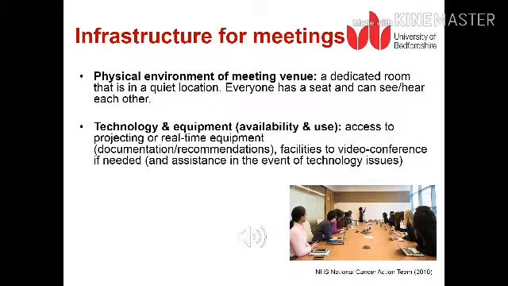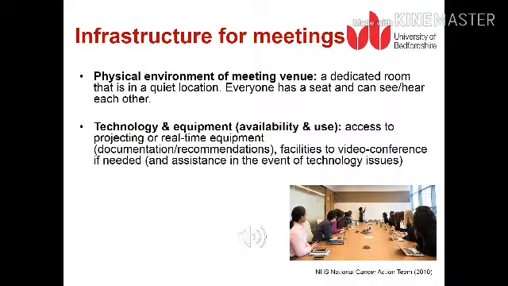The second characteristic is infrastructure for meetings. So this is the real physicality of the meeting. The meeting should take place in a dedicated room in a quiet location. And as basic as it sounds, all members should have a seat and can be seen and heard by each other. If this doesn't happen, it is detrimental to the meeting.